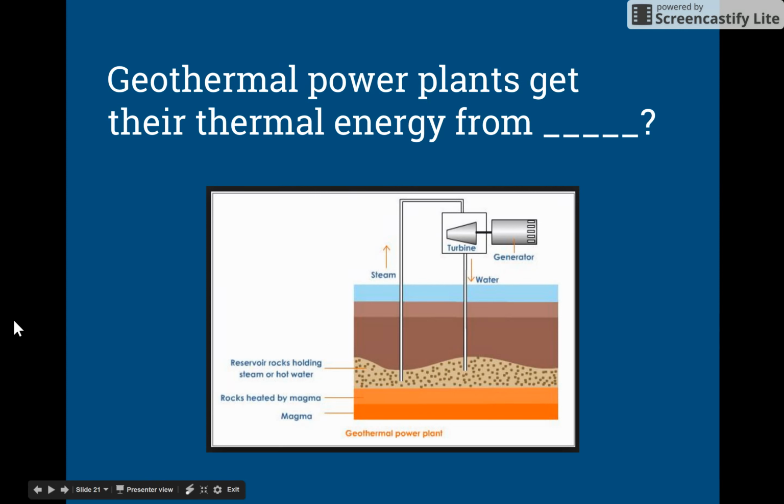Geothermal power plants get their thermal energy from magma. And you can see in this diagram, the magma at the bottom heats up the water, turns it into steam. The steam is used to turn a turbine and returned back to this reservoir where the water is being turned into steam.